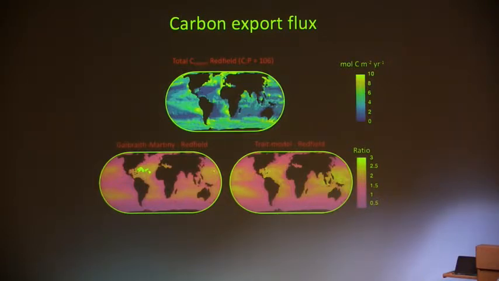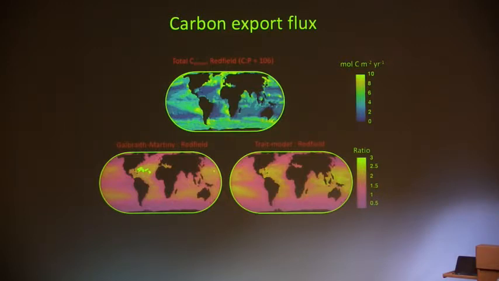And that's depicted here by the comparison between the trait-based model and Redfield. We see that there is 2 to 3 times more carbon export when we use this trait-based model in oligotrophic gyres. So by having a more realistic description of the C to P, we start to see rearrangements in where the carbon export would occur.